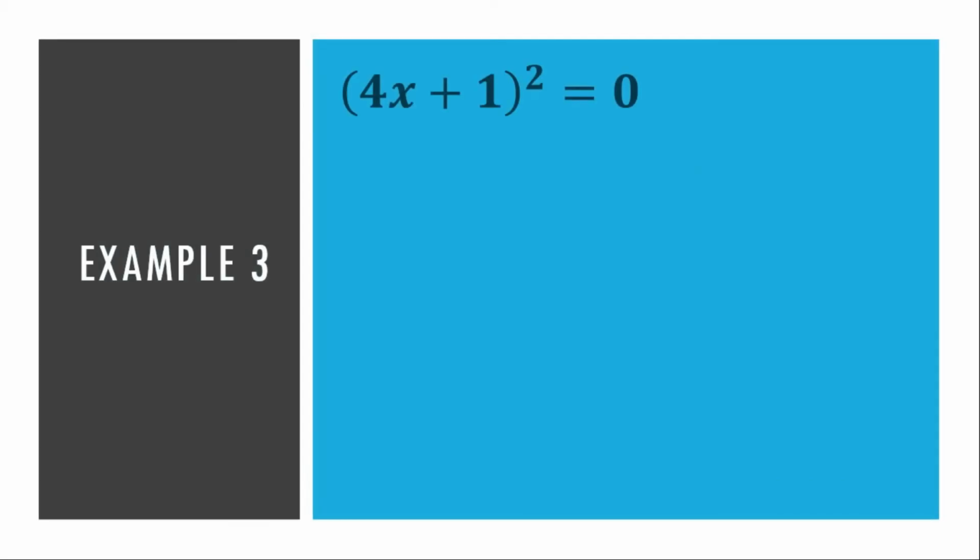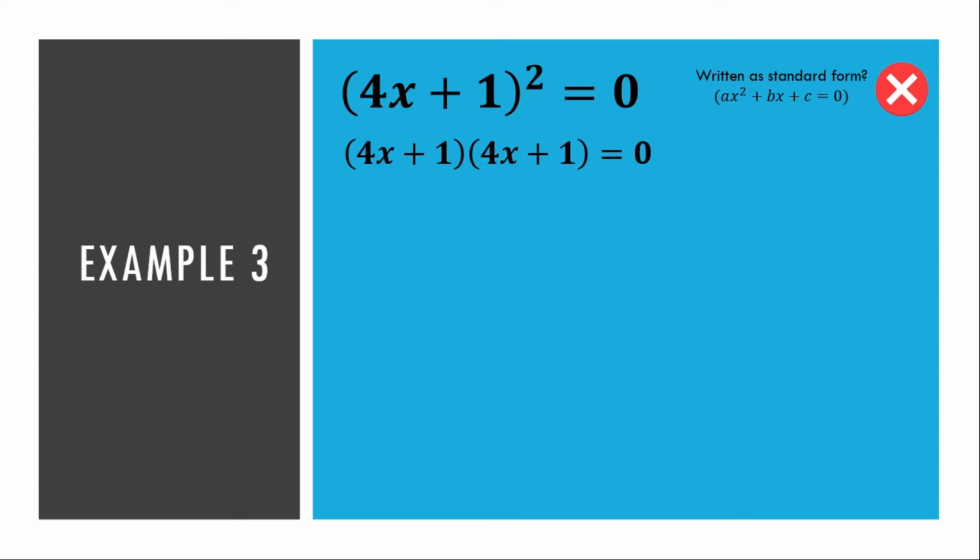Example 3, we have 4x plus 1 squared is equal to 0. Is it written as standard form? So no, kailangan nating i-rewrite yan ng standard form. So expand lang natin yan. 4x plus 1 times 4x plus 1 is equal to 0.